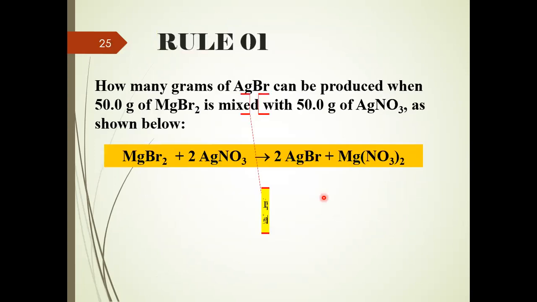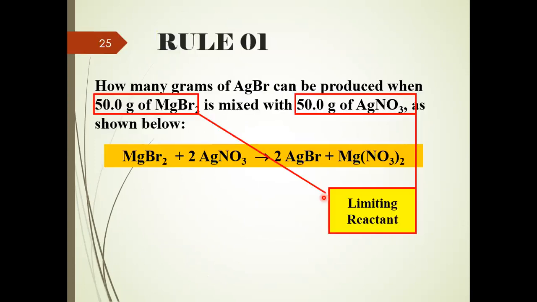First, let's suppose you are given two reactants. One is magnesium bromide and the second one is silver nitrate. Both reactants are reacting with each other. When 1 mole of magnesium bromide reacts with 2 moles of silver nitrate, it forms 2 moles of silver bromide and 1 mole of magnesium nitrate. Now you are confused whether magnesium bromide or silver nitrate is your limiting reactant, because both have the same mass, 50 gram.